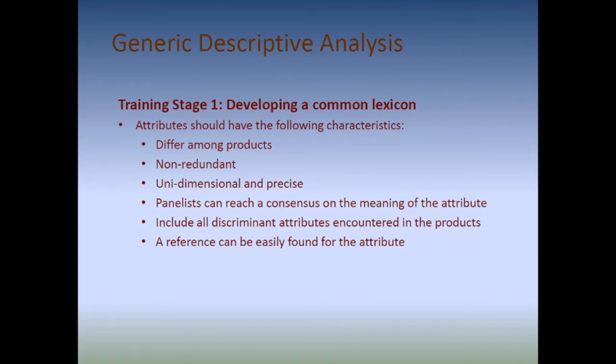You want to make sure that the attributes are sufficiently different among the products. So, for example, if you are doing, I don't know, a beverage product, you may not say, is it wet or not wet? All of them should be wet. And you want to make sure that there's a significant difference among the class of products that you're evaluating, such that it's worthwhile doing that attribute.